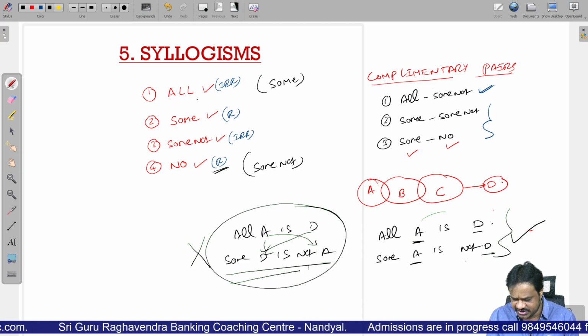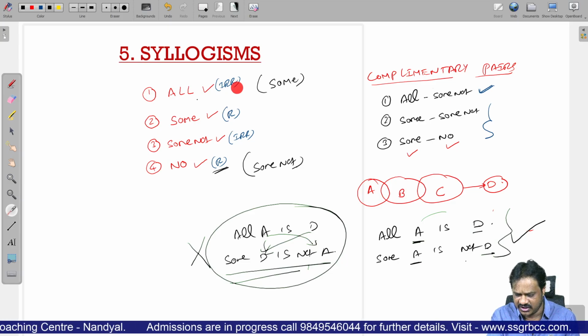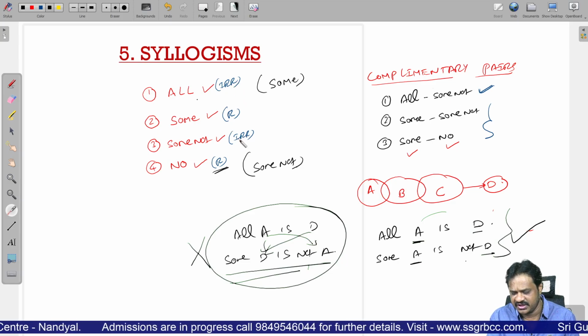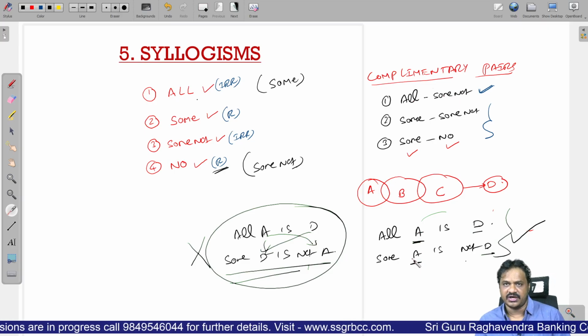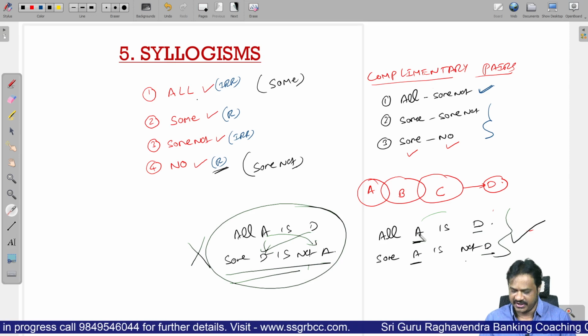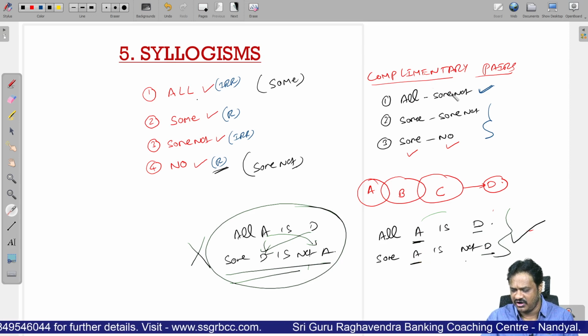Why is this not a complementary pair? In other cases, even if you interchange, it is a complementary pair. But why is this not? Because both are irreversible. All is irreversible, some not is irreversible. So in the case of all and some not, subject should be in the place of subject, predicate also should be in the place of predicate. Therefore, we cannot interchange subject and predicate in the case of all, some not.